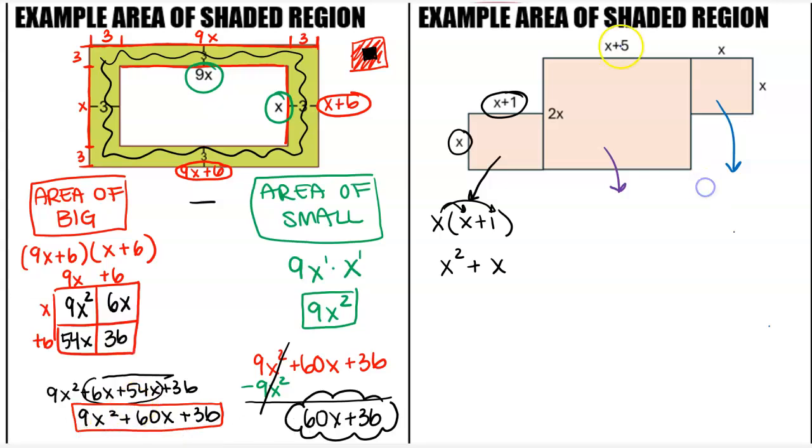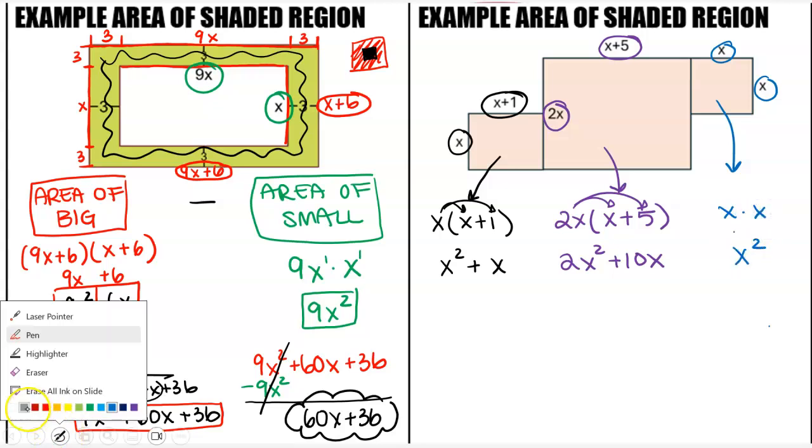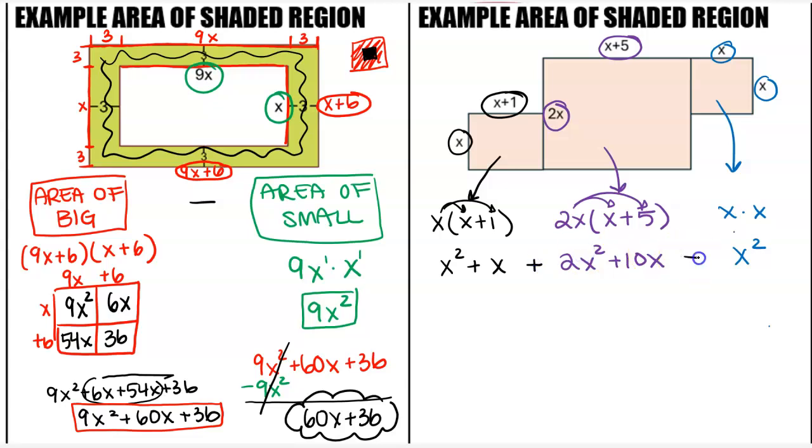Now let's look at the big one. We have x plus 5 times 2x as my dimensions. So 2x times x plus 5, I'm going to distribute to get 2x squared plus 10x. And then for my last one, I have x times x. I don't really need a box for that at all. And so now I want all of those areas together, so I'm going to add all of those little pieces up.